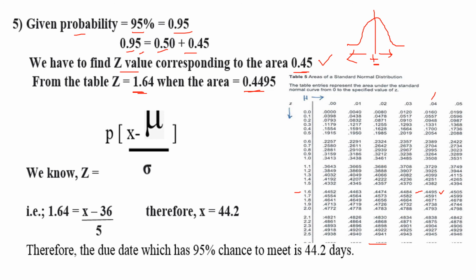Now we know the z value is x minus mu by sigma, direct substitution. Z value you are having 1.64 and x you have to find. That is the question. So 1.64 is equal to x minus 36, 36 we have already calculated as the optimal length, divided by sigma, which is 5. So you will get x as 44.2. Therefore the due date which has 95% chance to meet is 44.2 days.